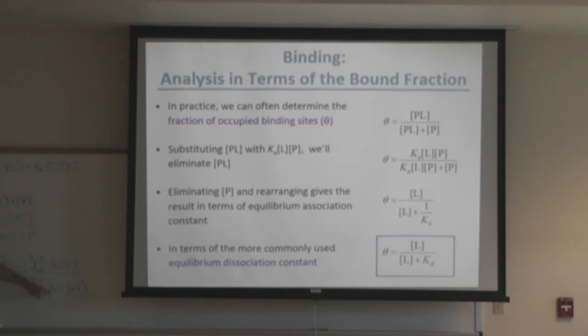So if we want to pull the Ka out of this, you'll end up with Ka times L plus 1 over Ka, right? And then this Ka can get crossed out with that. And all we're left with now are ligand concentrations and then 1 over Ka in the bottom. And do you guys remember what 1 over Ka would be equal to? Ka is the association equilibrium constant. 1 over Ka is the dissociation constant.